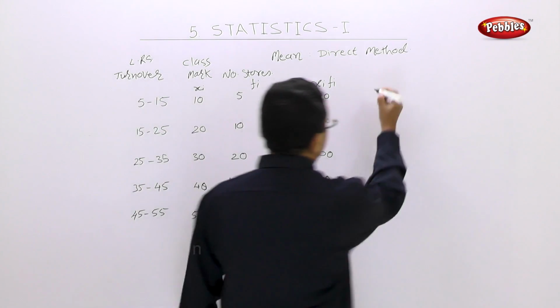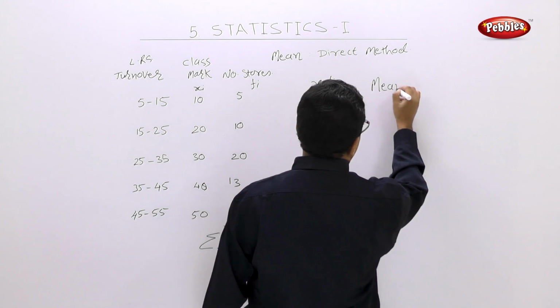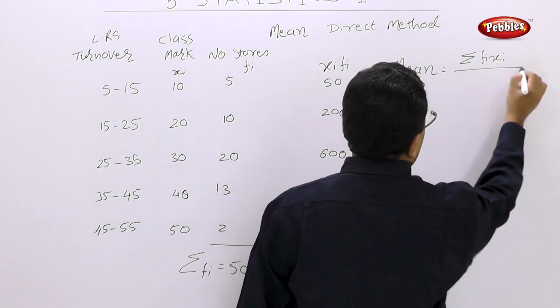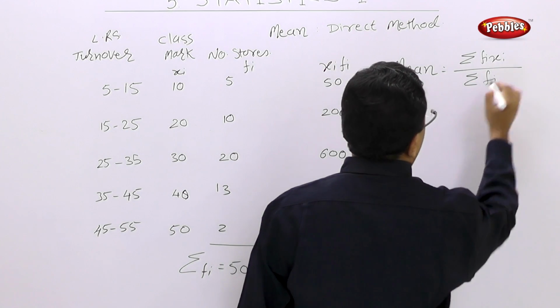The formula for mean is sigma fi xi upon sigma fi.